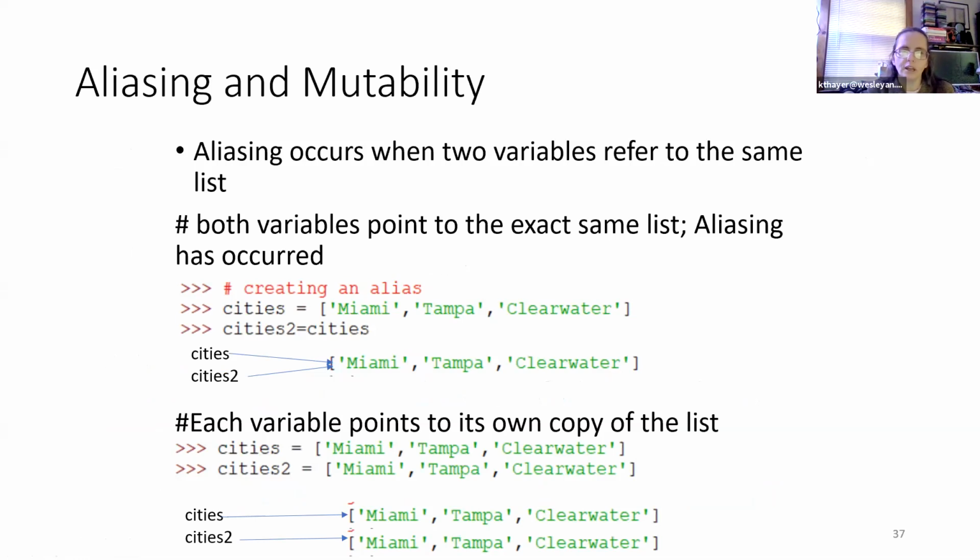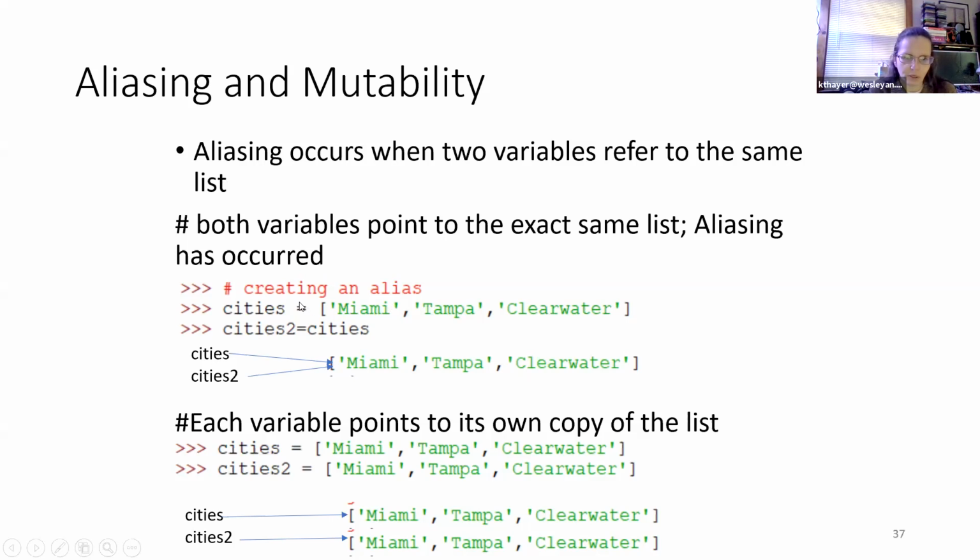That's the idea behind aliasing. So when you create that alias, that is when you have something equaling the value of the other variable, they both end up pointing to the same data. So by mutating that single data, both of them get updated. So let's see how that might work. Aliasing happens when two variables refer to the same list. So both variables point to the exact same list. Aliasing has occurred. That's how we recognize it.